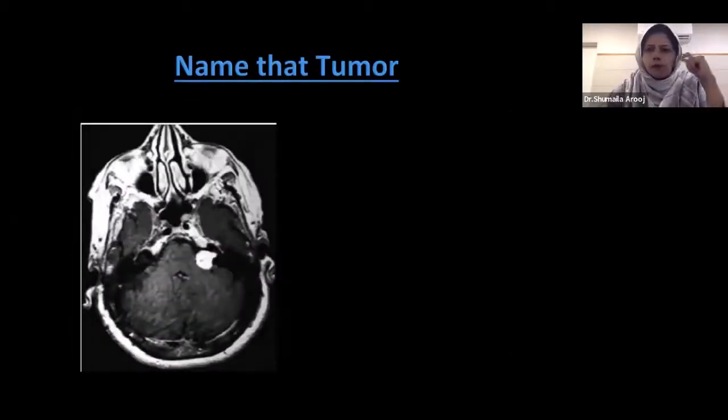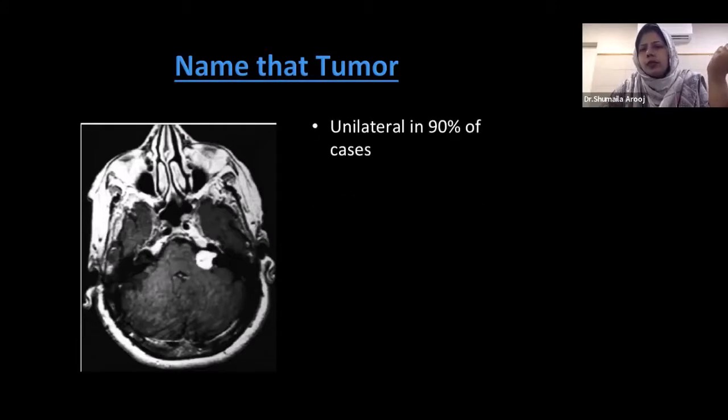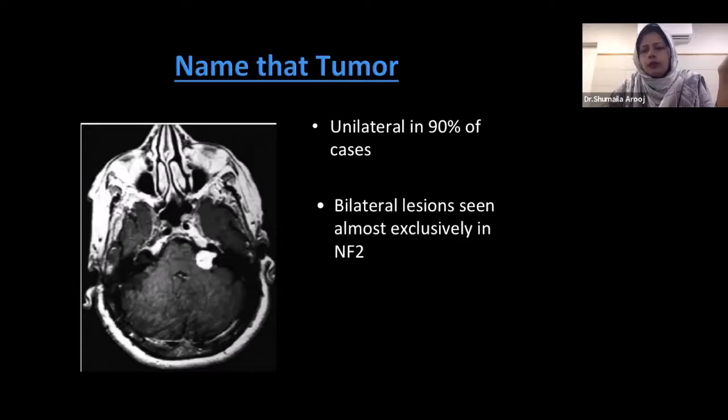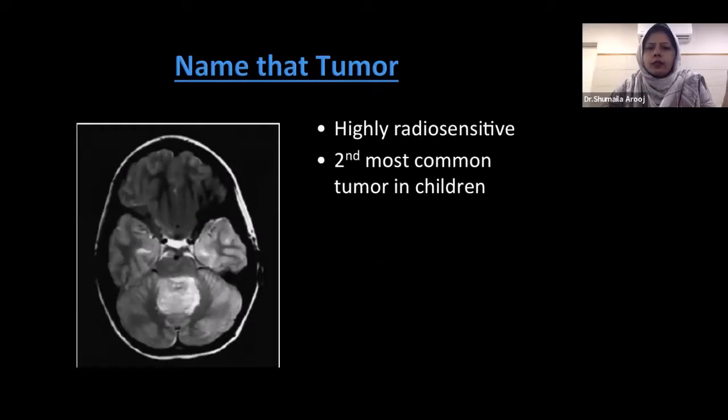What is this tumor? So there is a left CP angle mass, and it is extending in the internal acoustic canal. Yes, this is a schwannoma, vestibulocochlear schwannoma. So these are unilateral in 90% of the cases. If they are bilateral, you have to consider NF2. Yeah, as already discussed, the answer is vestibular schwannoma.